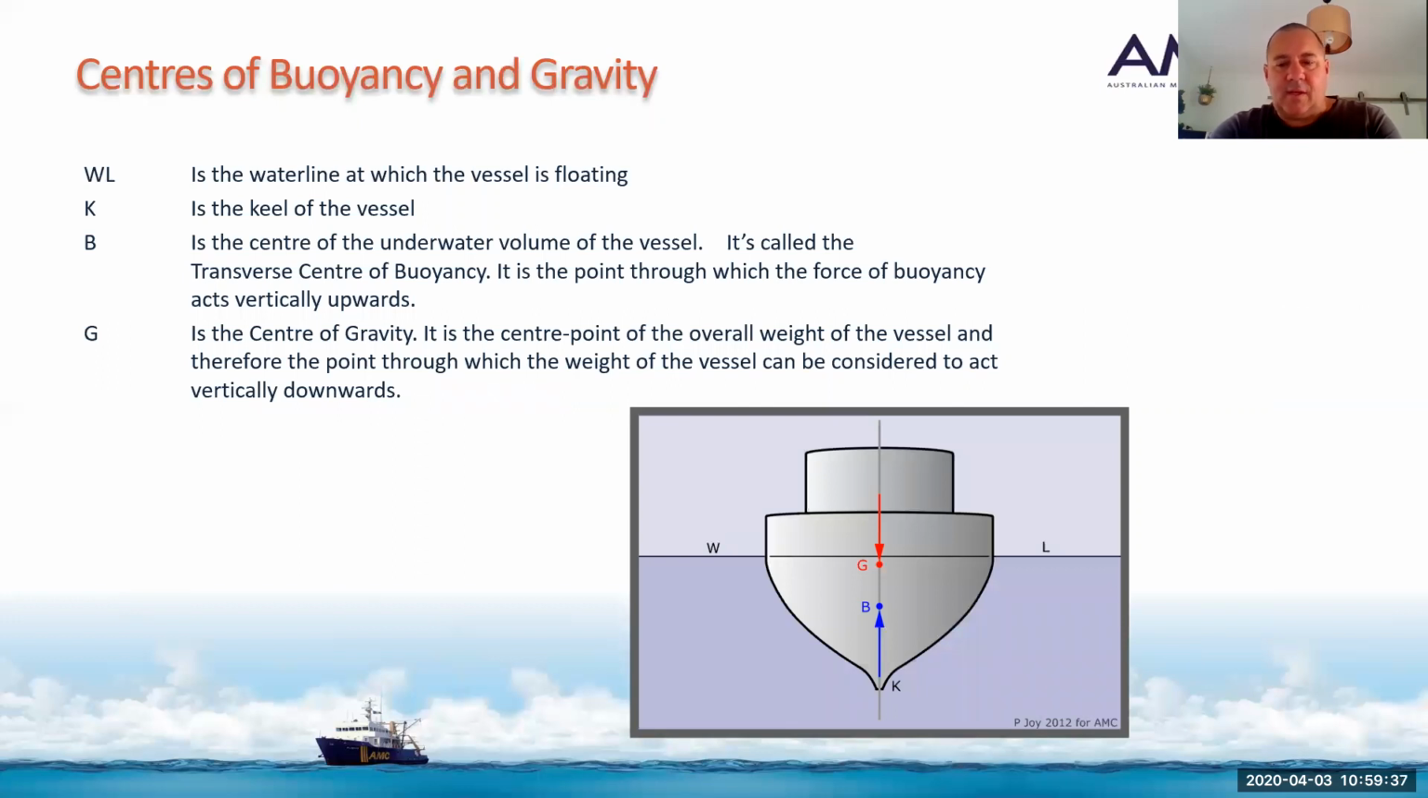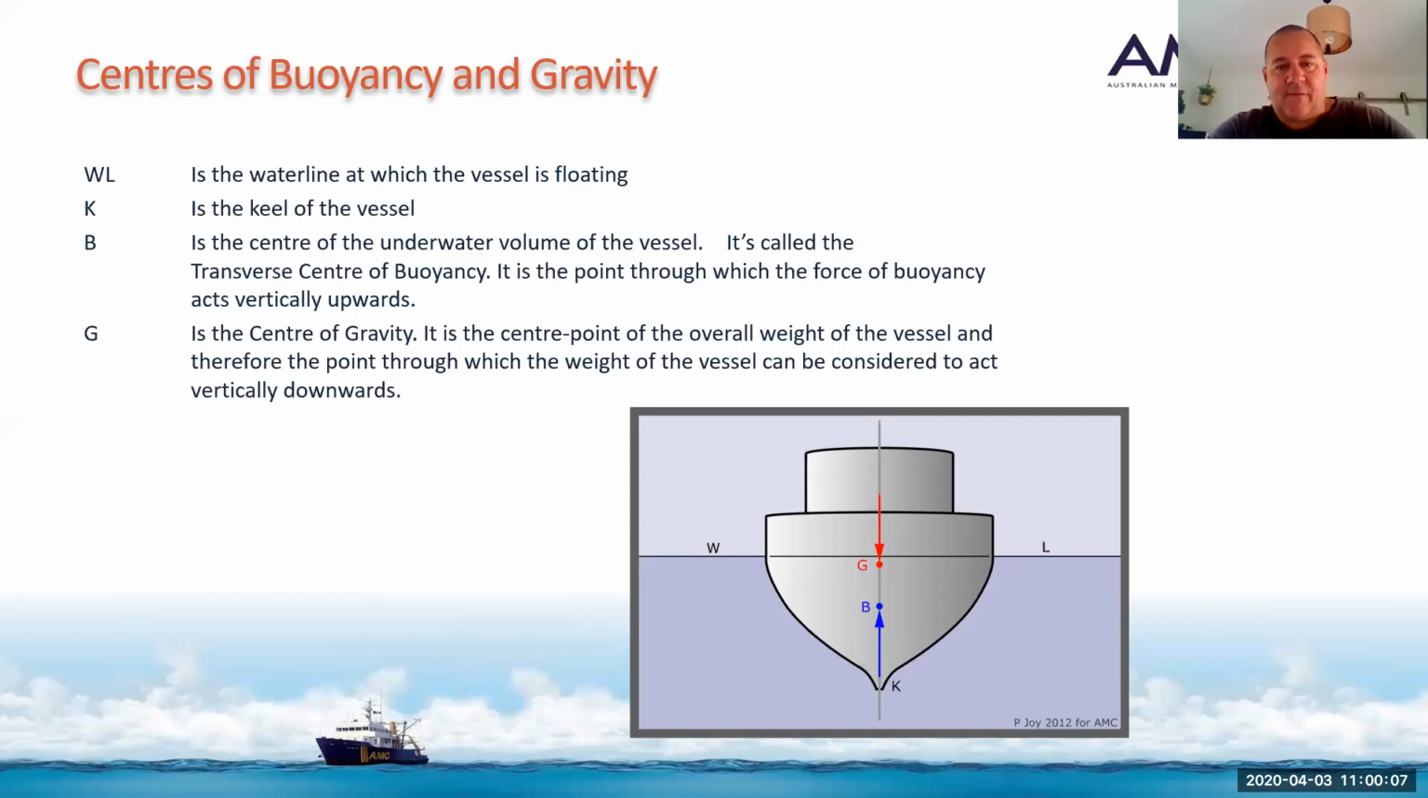All right, so in the book it has lots of diagrams like this. So let's just explain the diagram so you can follow it in the future. The WL on there is the waterline, and it's the waterline where the vessel is floating. Down the bottom, obviously, the K is the keel. B is buoyancy. And this is the center of the underwater volume of the vessel, and it's called the transverse center of buoyancy. And it's the point through which the forces of buoyancy act vertically upwards.